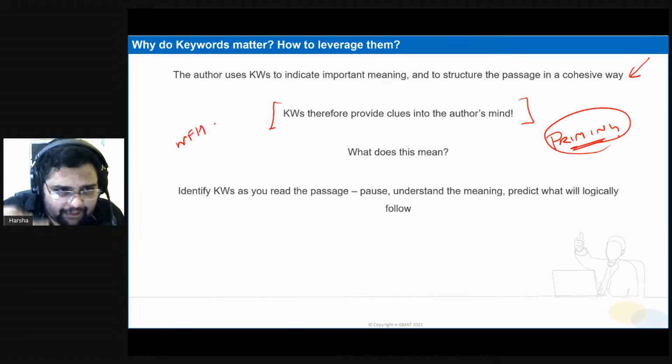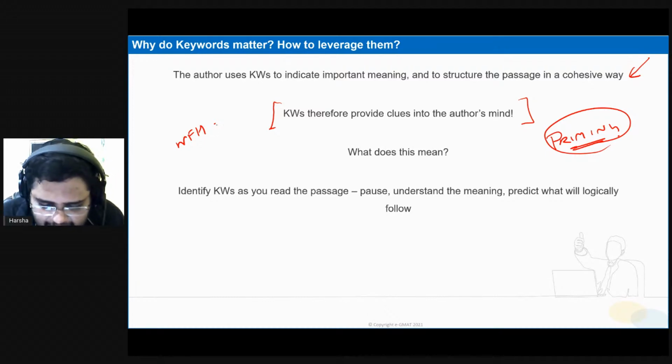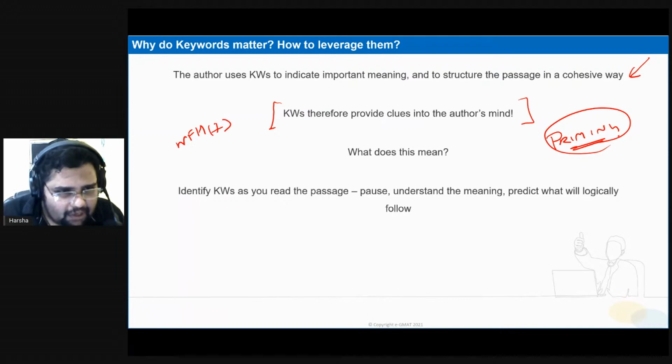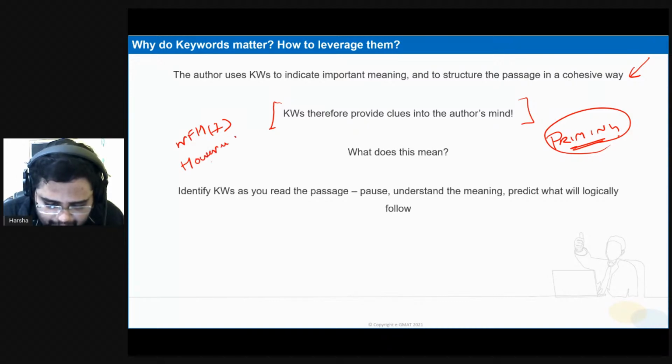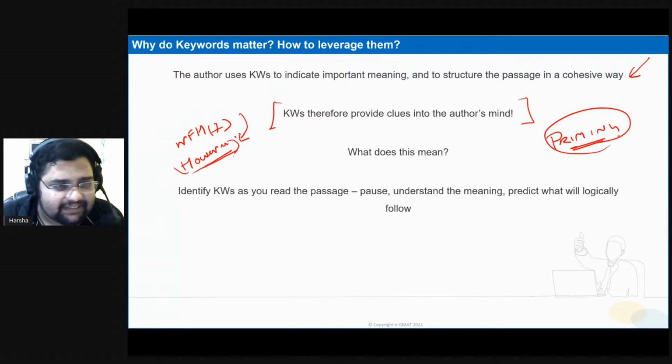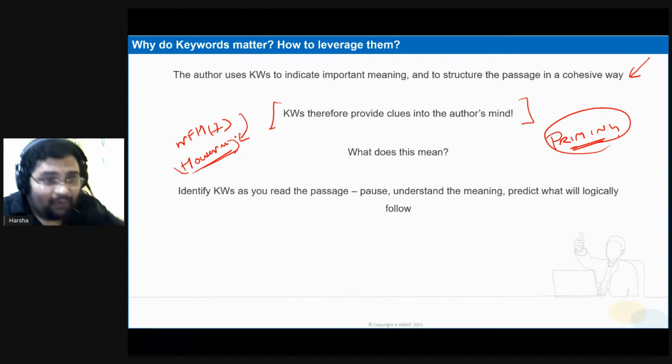I'm using the same example. Work from home. The minute you're given that work from home has the benefit of improving employee productivity, you know something good about work from home. From this moment onwards, if you see the word "however," I want you to pause right here for a second. Ask the question: why is this here? It's here because the author wants to bring in some kind of contrast. What is the contrast here?